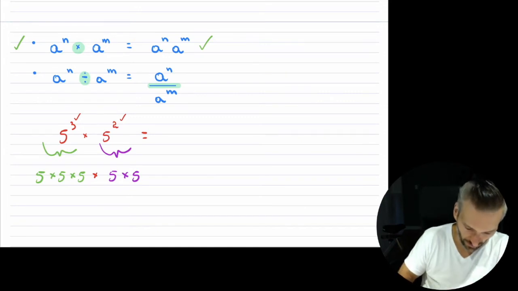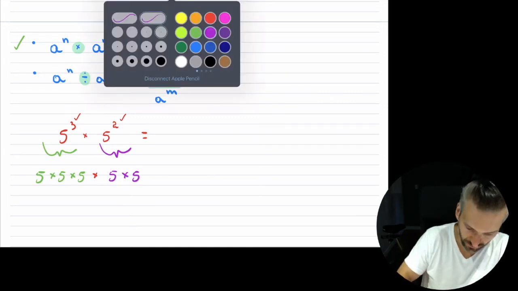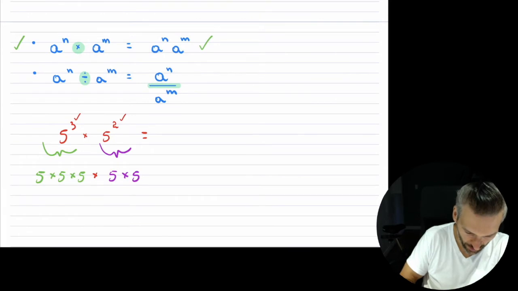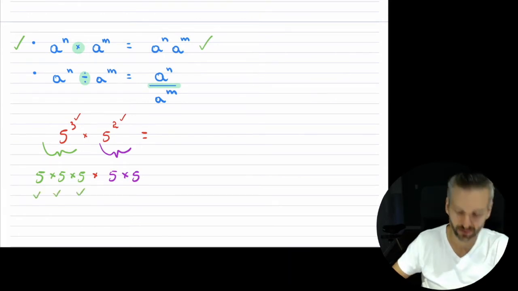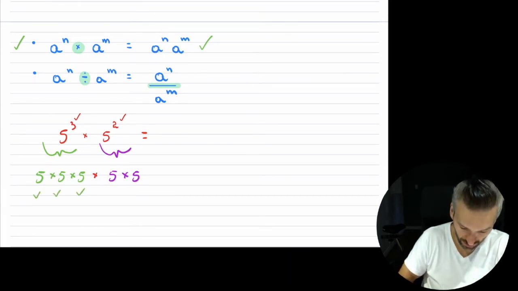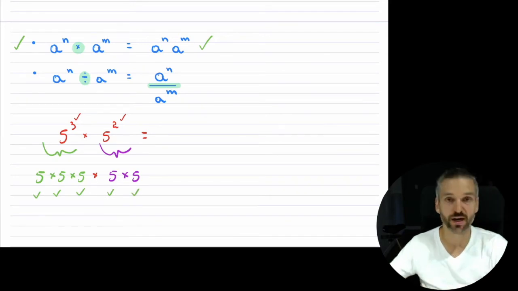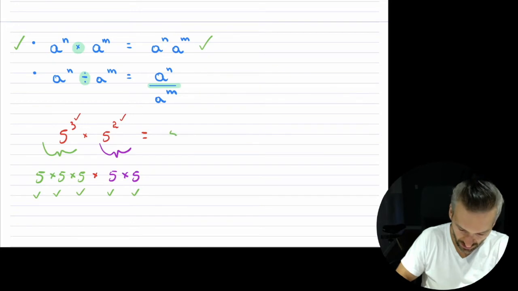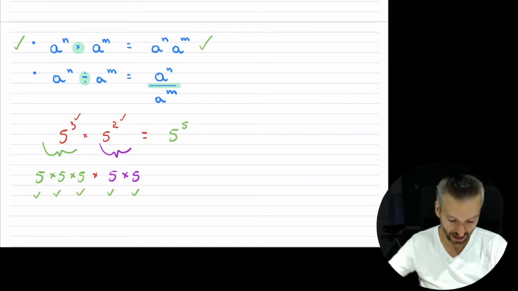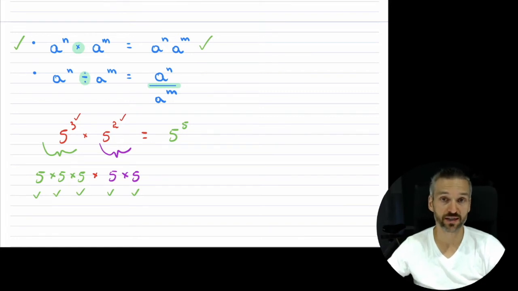You notice that really what we have is a multiplication, so 1, 2, 3 by 5, and again, we're still multiplying by 5 another 2 times. So what this results in is 5 to the 5, because we have 5 multiplied by itself 5 times.